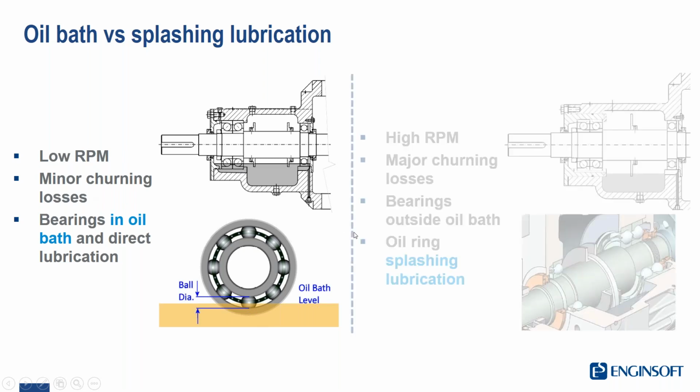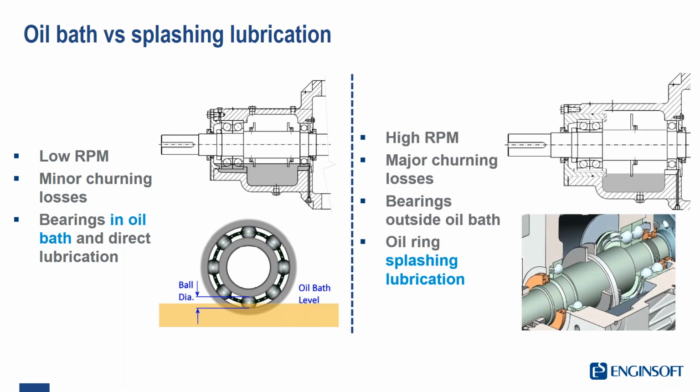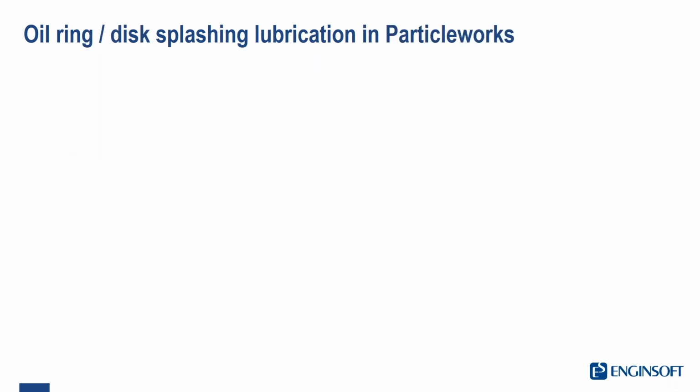When we move to faster systems, the amount of oil needs to be decreased. Otherwise, there are too many churning and splashing losses due to the interaction between the rotating elements and the oil bath. Because of that, there are other solutions to favor the lubrication of the bearing area, and this approach is based on oil ring or disc splashing.